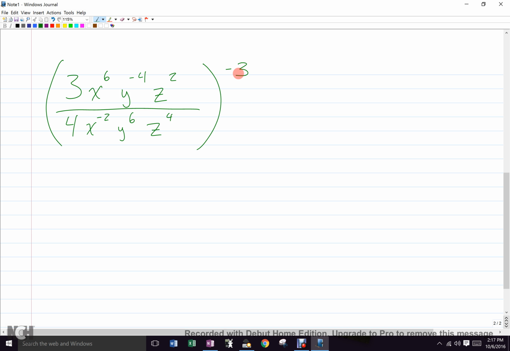You ready to try, Sam? What would you do first? I would split it up. So, Sam says he's going to split it up like that. Is everybody happy with that? Yes. Okay. That's not an exponent law, is it? That's just math. We can do that, right? Okay. Now, what is the next exponent law you want to put here?